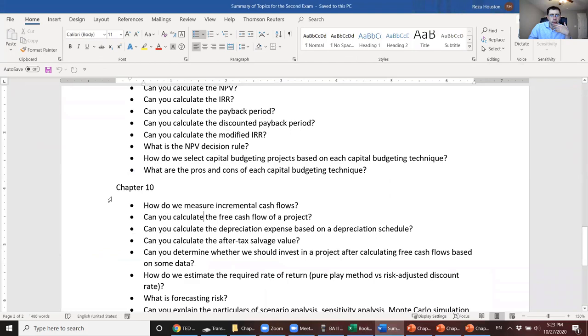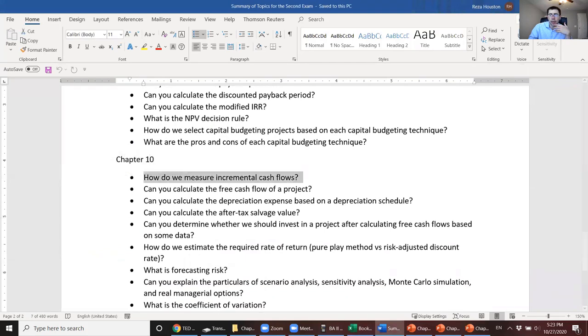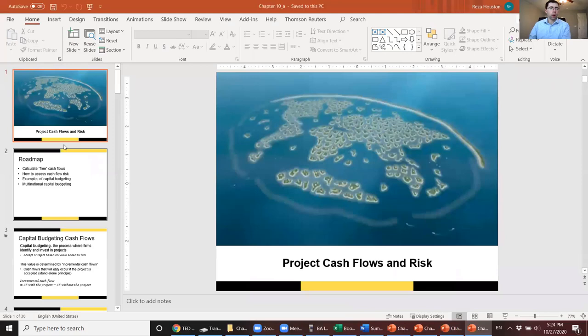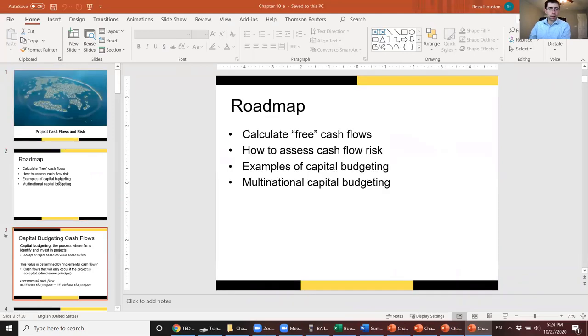Okay, so that's that. Next, chapter 10. I know we haven't gone through all of it. I realize we have about 2/3 left to go, but there are some things that are more important than others.